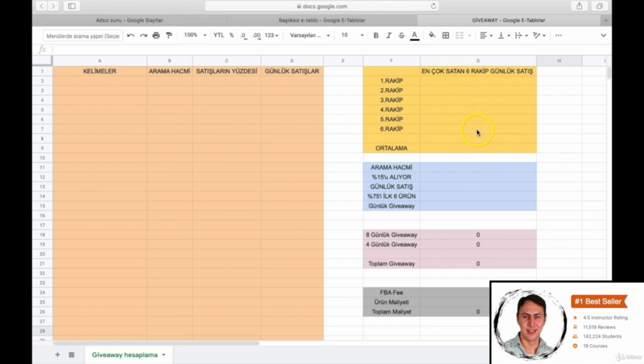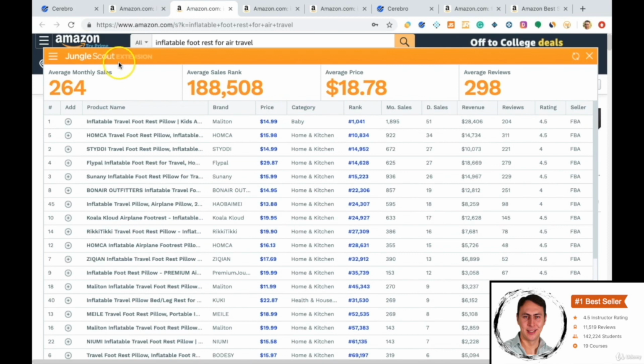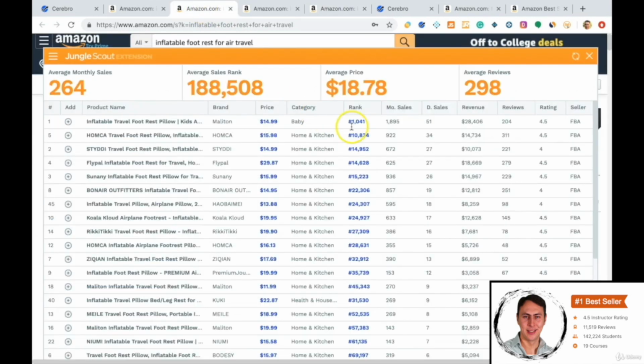Let's find them now. How could we find the daily sales of our competitors? We use analysis programs such as Helium, Jungle Scout, and Viral Launch. If you use more than one of these programs, you can get the average of daily sales. I will use the Jungle Scout program as it directly shows daily sales. If you have other programs, you can calculate the daily sales amount by dividing it by 30 days, since it indicates the monthly sales average in those programs.